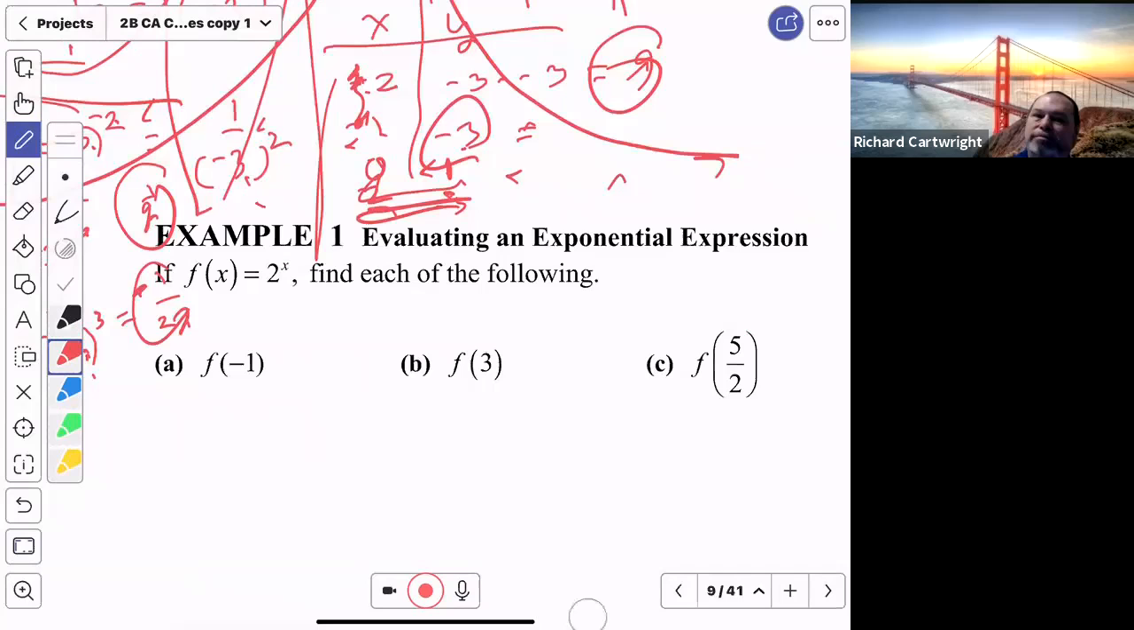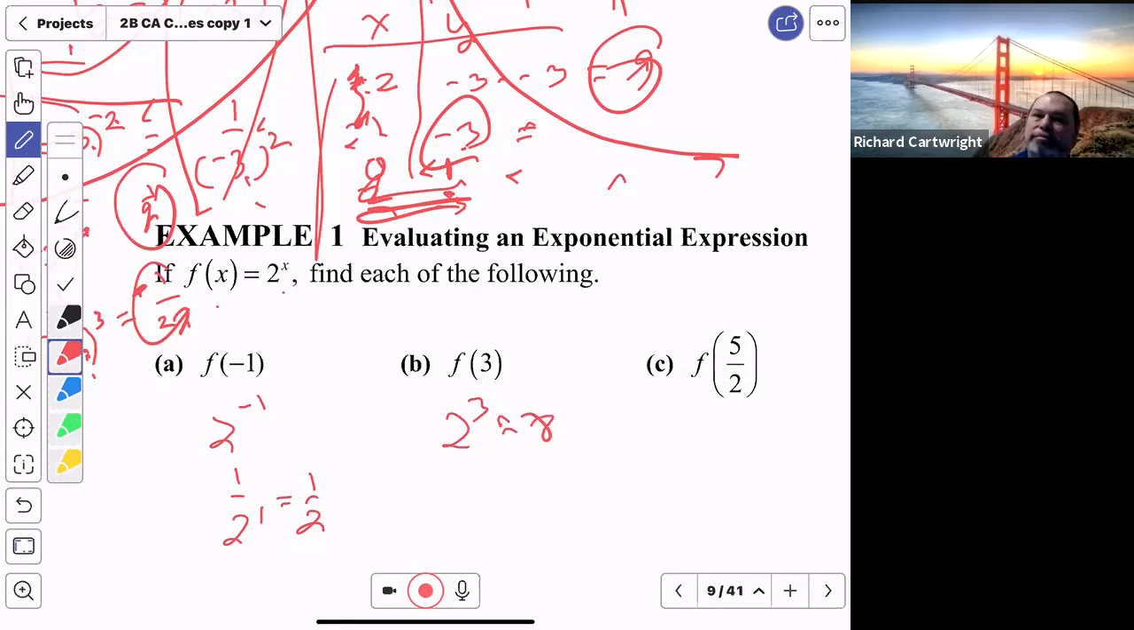Let's see. f of x is 2 to the x, evaluate f of negative 1. Well, that means 2 to the negative 1. That means 1 over 2 to the 1, which means 1/2. Just using your power of exponents, okay? How about if y is 2 to the x, 2 to the 3? Well, that's simple. That's 2 times 2 times 2. That's 8.